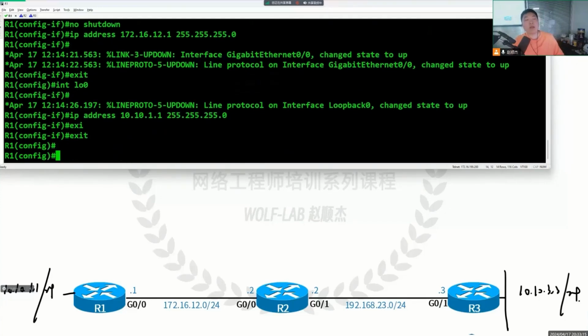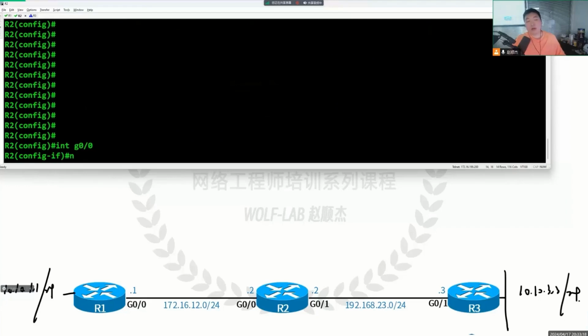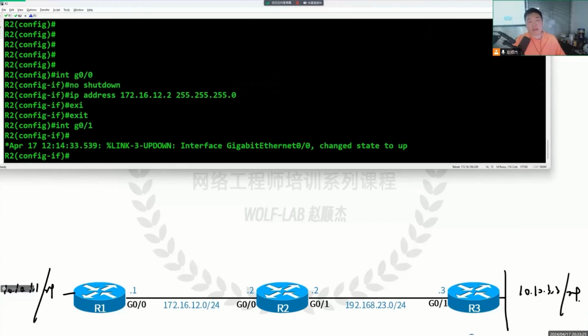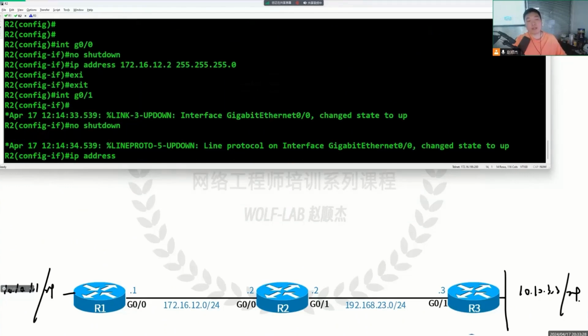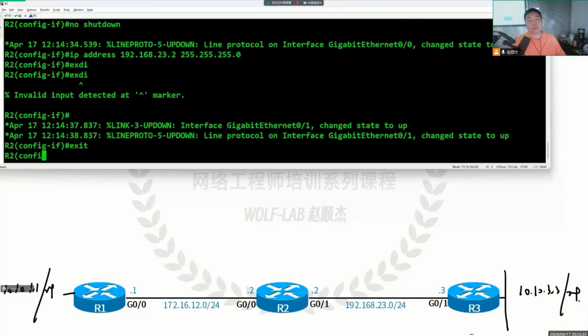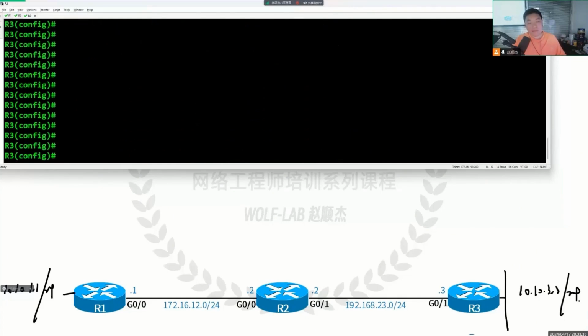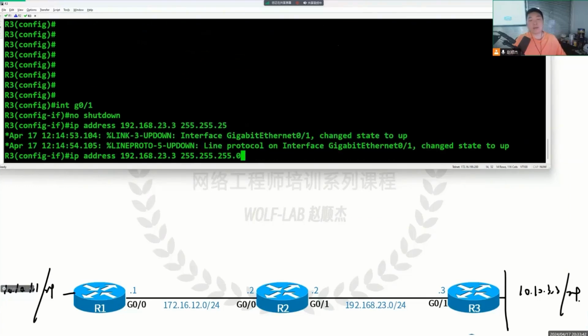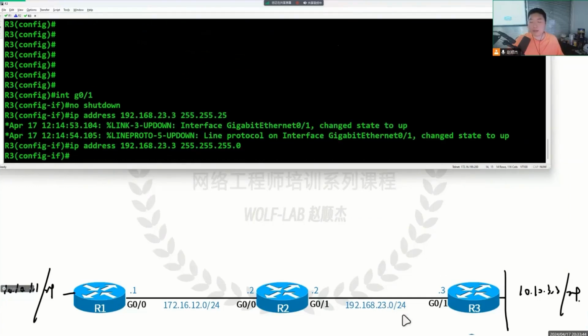On R2, show ip interface brief, see if there are any problems. On R3, show ip interface brief, see if there are any problems. The second thing is to see if we have direct routes. Check the direct routes, no problem. On R2, show ip route, there are 2 direct routes. On R3, show ip route, also 2 direct routes. Both have direct routes.